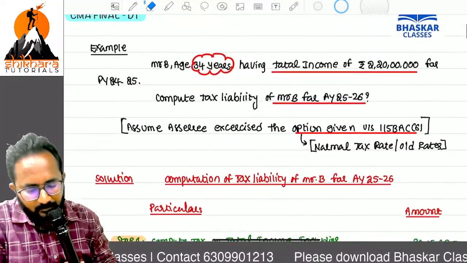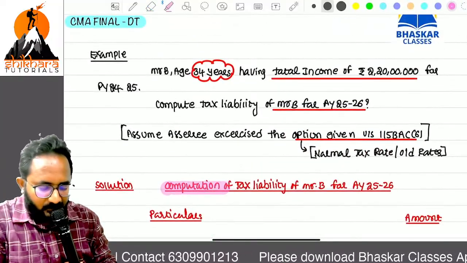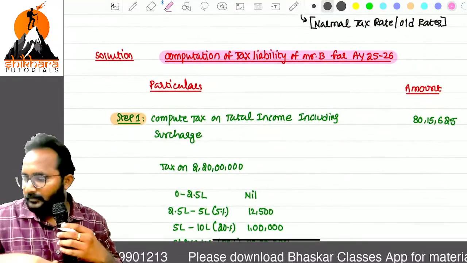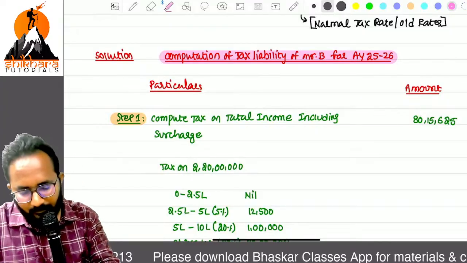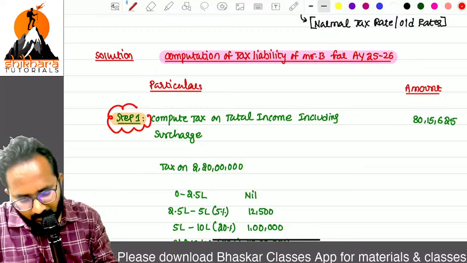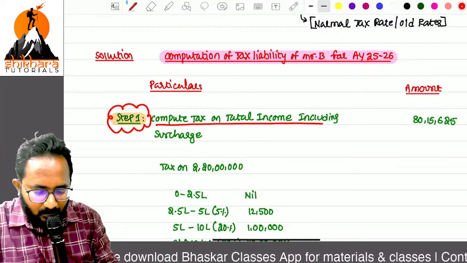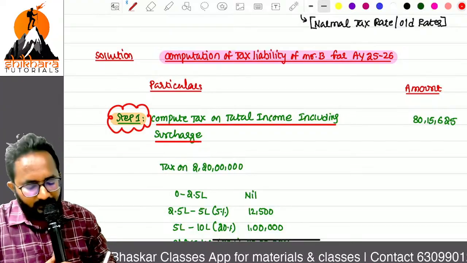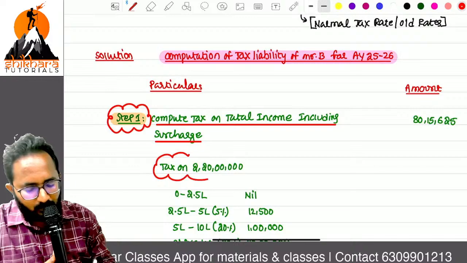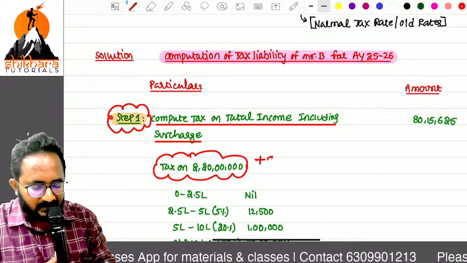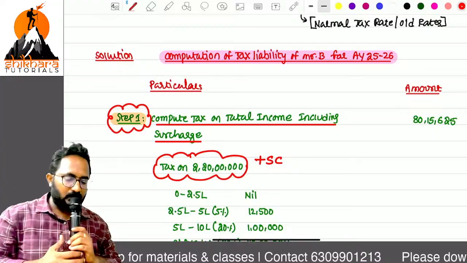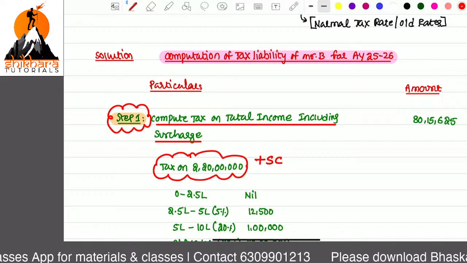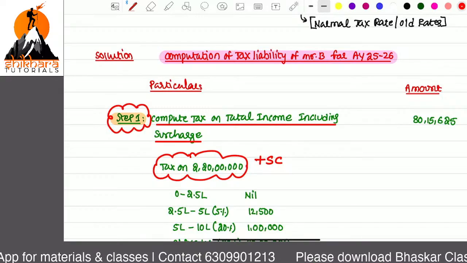First give the heading: computation of tax liability of Mr. B. Step 1, please solve. What is step 1? Compute tax liability on total income, including what? Surcharge. So tax on 2 crore 20 lakh plus you can add surcharge and tell me the answer. Try with your own calculation and tell me how much you will get as step 1.